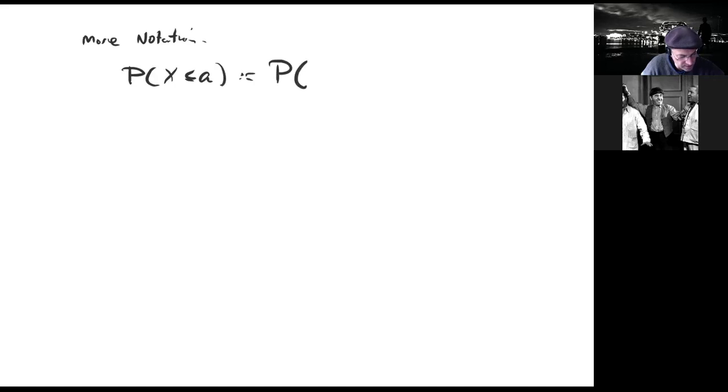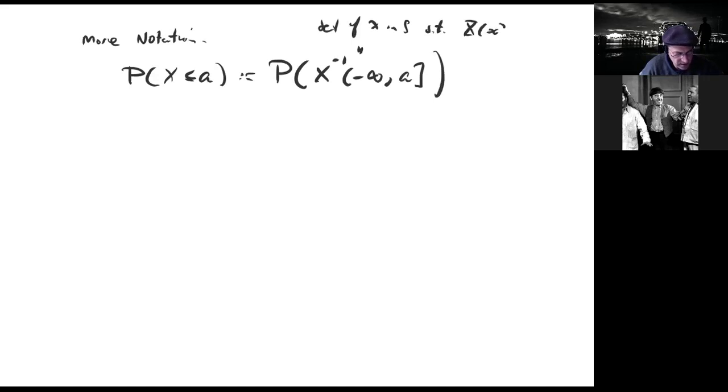We have some other notation. So we could talk about the probability that X is less than or equal to A. That's by definition the probability of the set of elements whose value under the function is less than or equal to A. So this is the set of x in S such that X(x) is less than or equal to A. Likewise, we have X strictly less than A. That would be the probability of the pre-image of the open interval minus infinity to A.